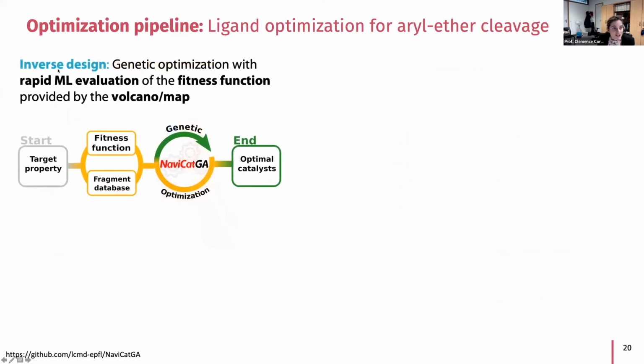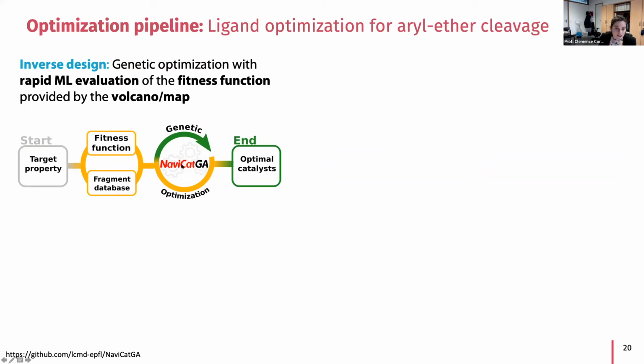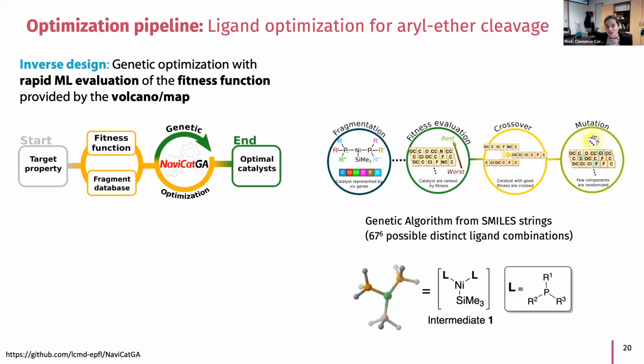So that's inverse design, right? This time, you know the target property, that's the top of the volcano. You have a fitness function because you have this tool. You want to know the optimum catalyst, and you want to optimize the fitness function, right? And to do that very rapidly, you need, for instance, a machine learning model or a multilinear regression. So if you have all these ingredients together, you can do this inverse design optimization, and that's a tool.